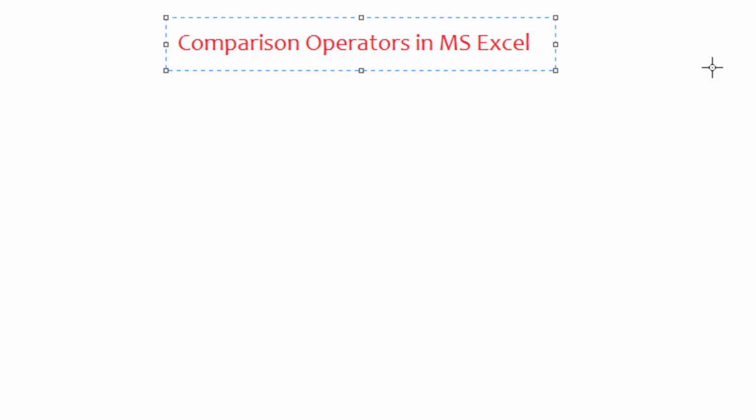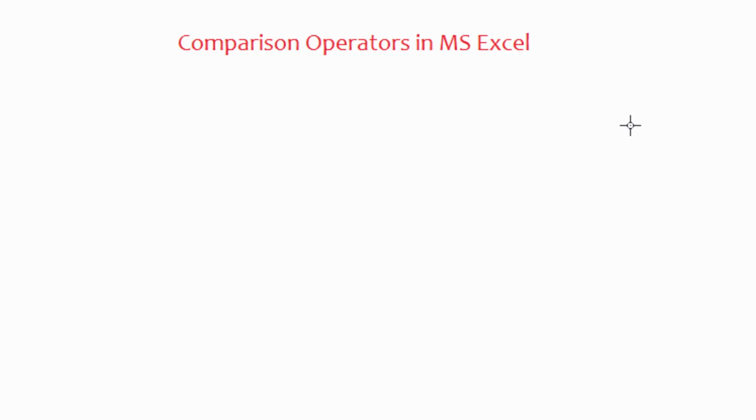Today I want us to look at comparison operators in MS Excel. These operators are very important, especially if you want to compare a value in a cell to a certain number. A good example is when you want to do the grading of marks.